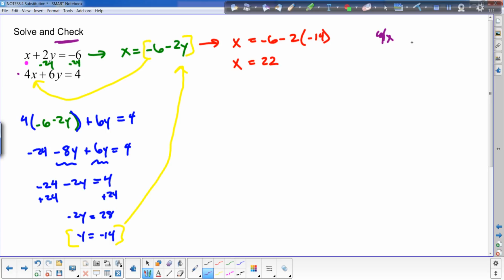4x plus 6y equals 4. When I'm checking my answer, I always like to plug it back into the originals. Okay? So 4 times x plus 6 times y equals 4. And you just type that in.